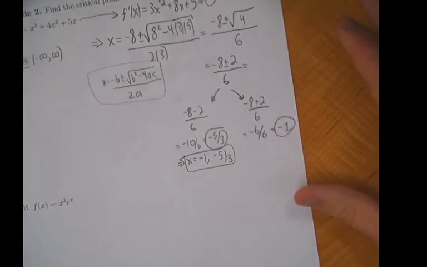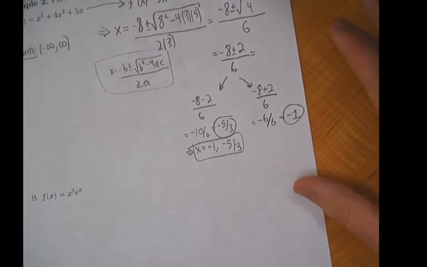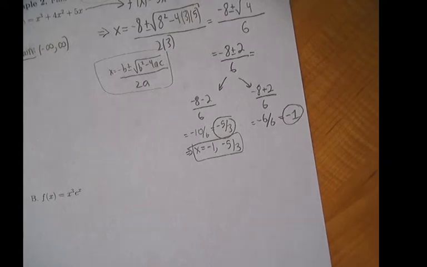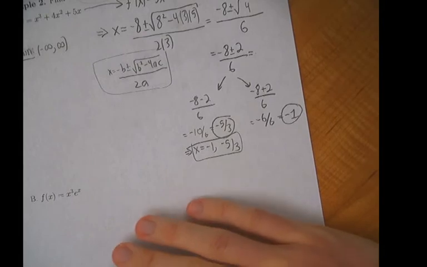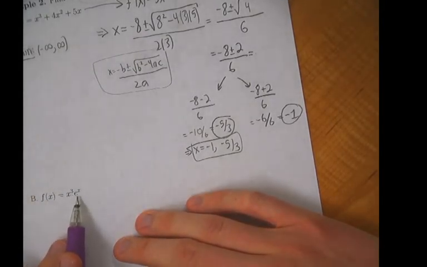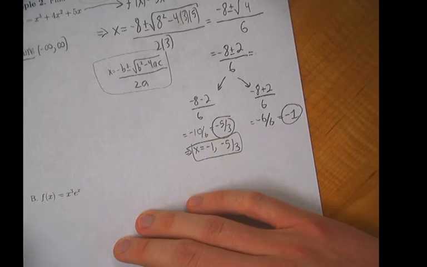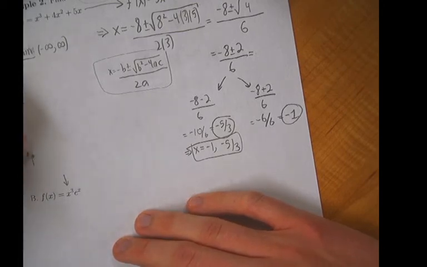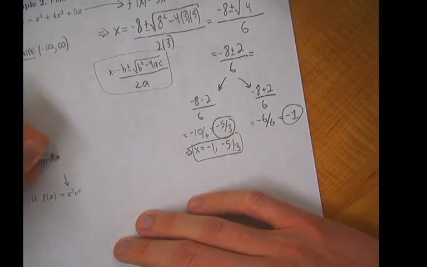All right, so that's example 2A. Any questions on that? All right, so moving on to part B, f of x is now equal to x cubed times e to the x. As I already hinted at in the last sub-example, the domain of this is also the entire real line.